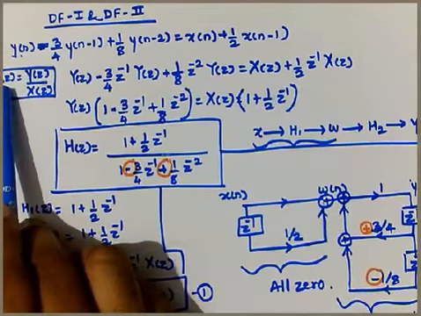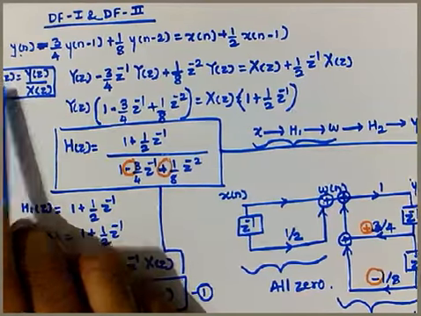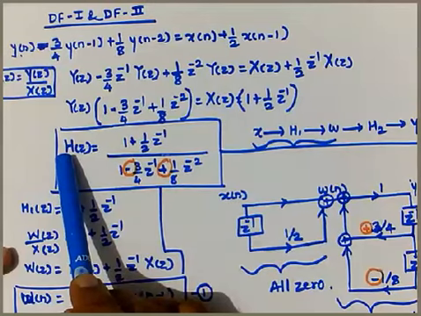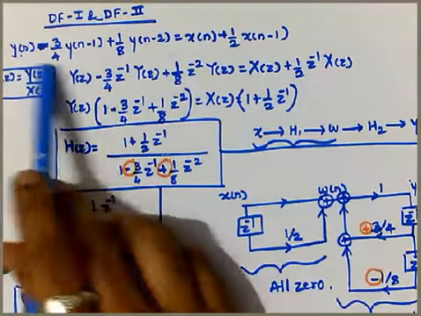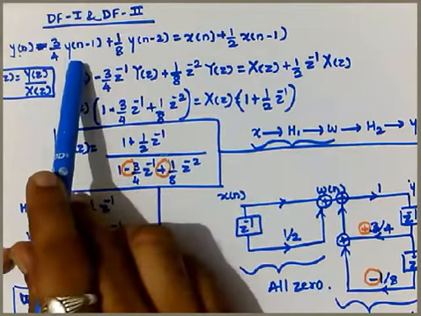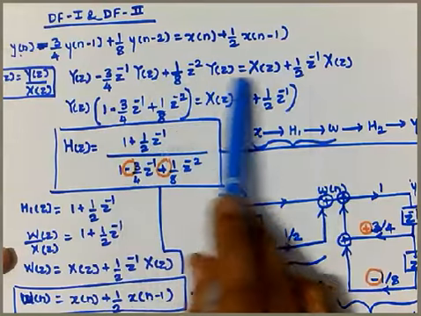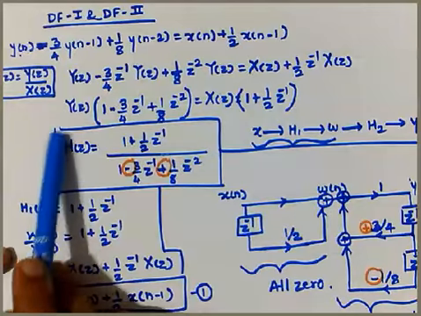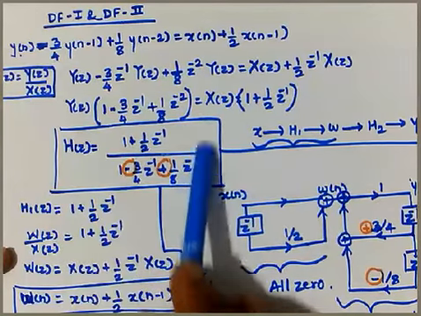To get the transfer function for this digital filter system, we have obtained the z transform of this equation. So it is Y of z and so on. Simplify it, Y of z by X of z, that is nothing but H of z. So we got this equation.